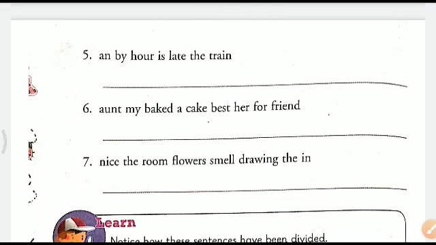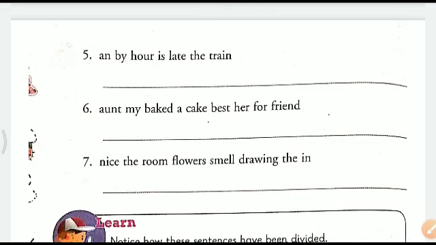Next one, Aunt Mai baked a cake best her for friend. Here, my is a pronoun and aunt the noun. So we'll begin with, my aunt baked a cake for her best friend. My aunt baked a cake for her best friend.